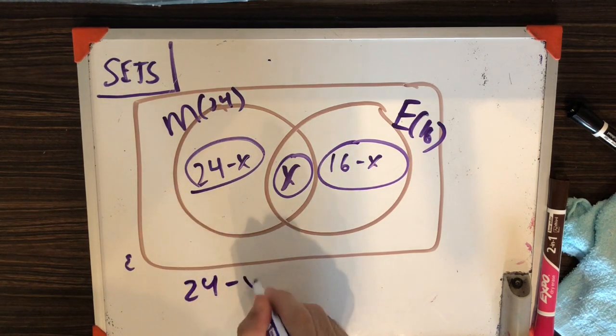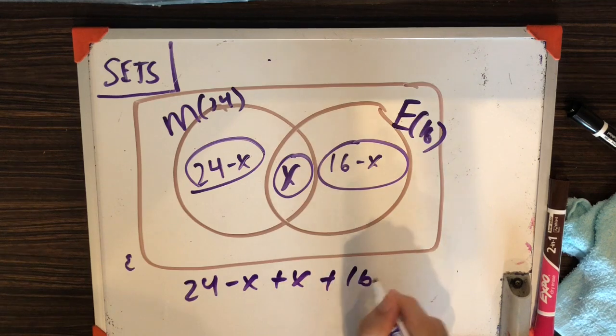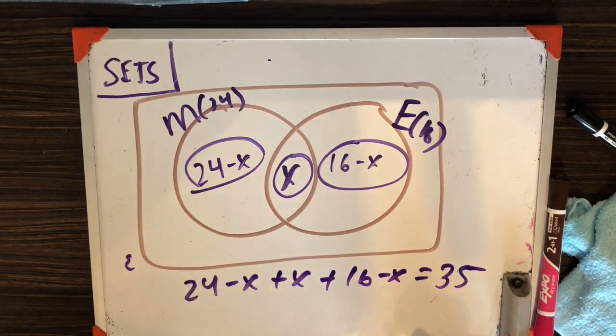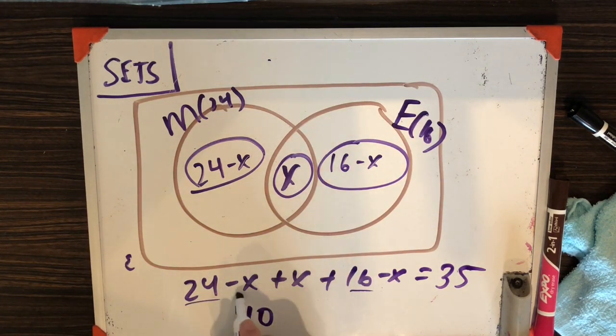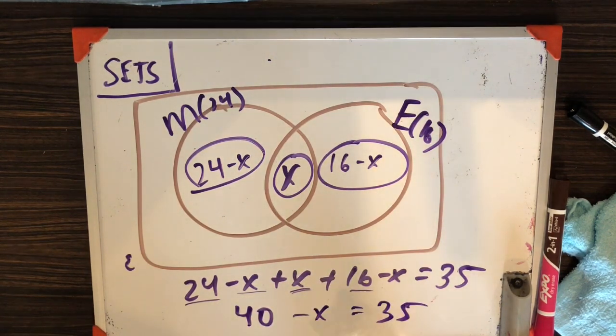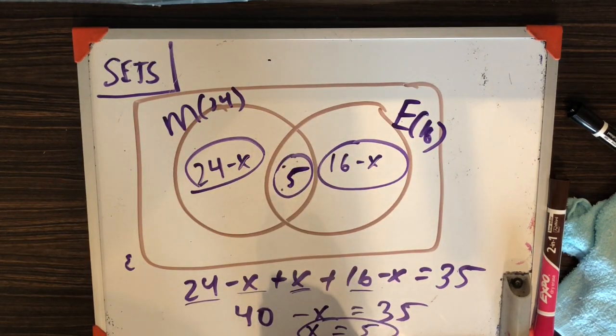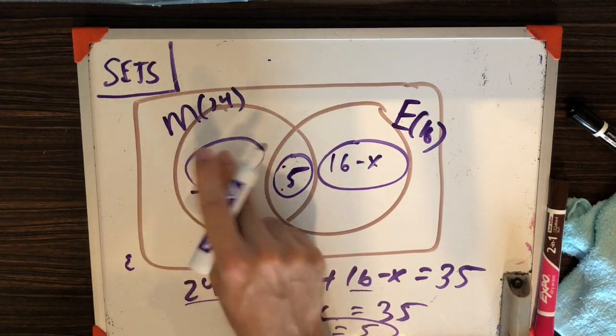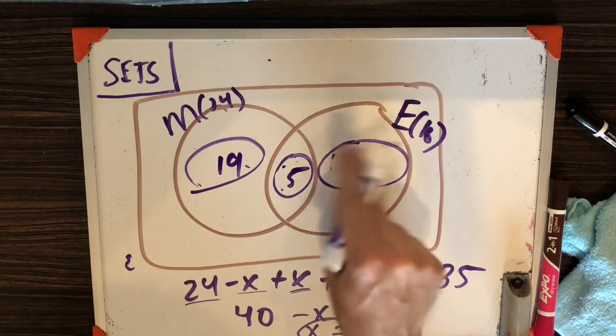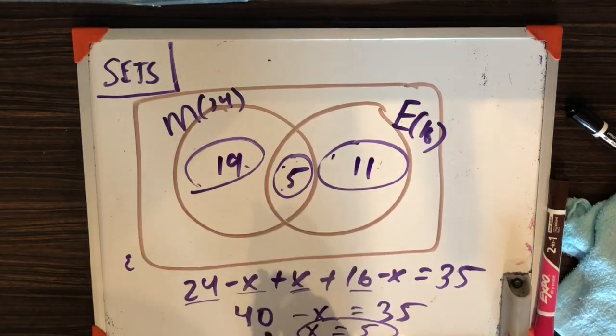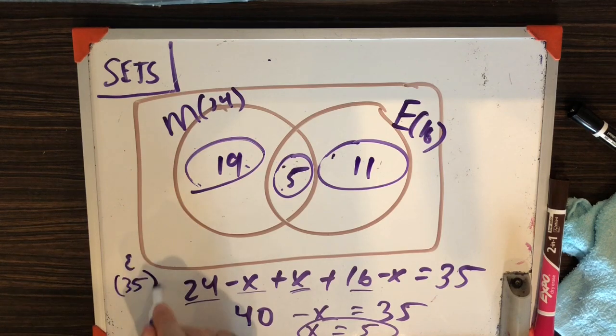So 24 minus x plus 16 minus x is equal to 35. Okay, so we should end up with 24 plus 16 is 40. Minus x and minus x give minus 2x on the other end. Minus 40, we should end up with x is equal to 5 here. So there should be 5 people that study both of those subjects. 24 minus 5 is 19. 16 minus 5 is 11. So this works out. This is equal to our universal set, which is 35.